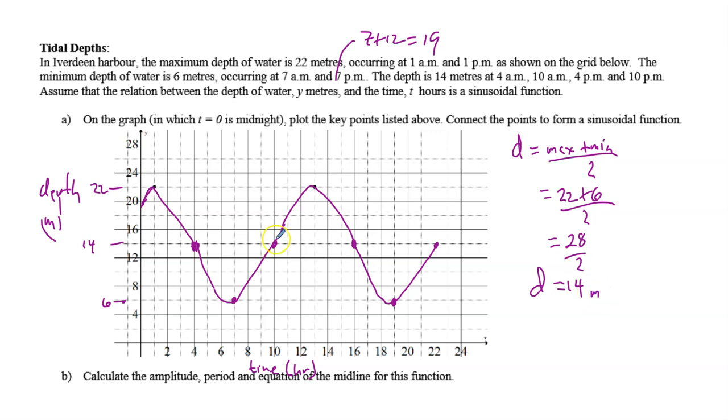Right? That's 14 meters, because our height's in meters. So actually, they gave that to us, right? Here's the midline. I'm just going to sketch that in. Dot that in. So that's the midline. So the equation of the midline is y equals 14, right? Y is equal to D, and D is 14.